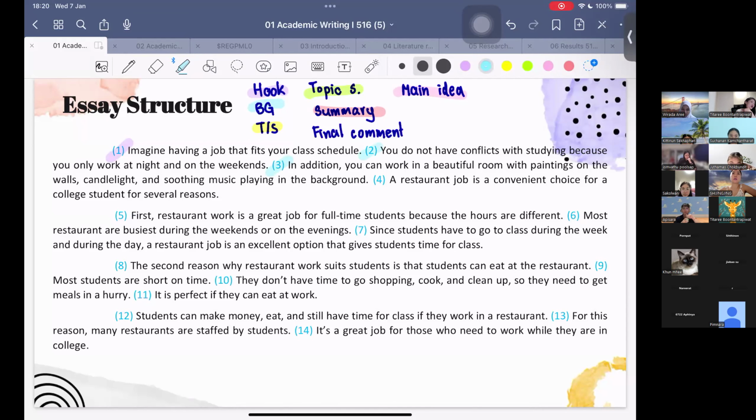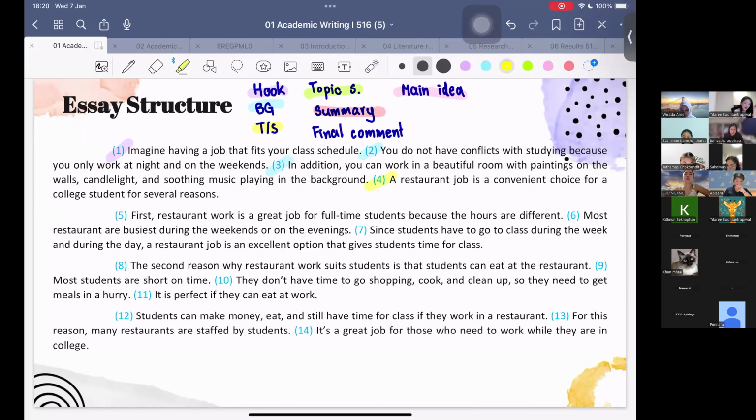Use something that doesn't conflict with your studying, and you can do it on weekends. In addition, you're going to work in beautiful rooms with paintings on the walls, candlelights, and soothing music in the background. That would be painting a picture of how the restaurant is going to be. So technically, in some way, it provides background information. Last but not least, the thesis statement would be sentence number 4. A restaurant job is a convenient choice for college students for several reasons. And you're going to see that the topic here is restaurant jobs.